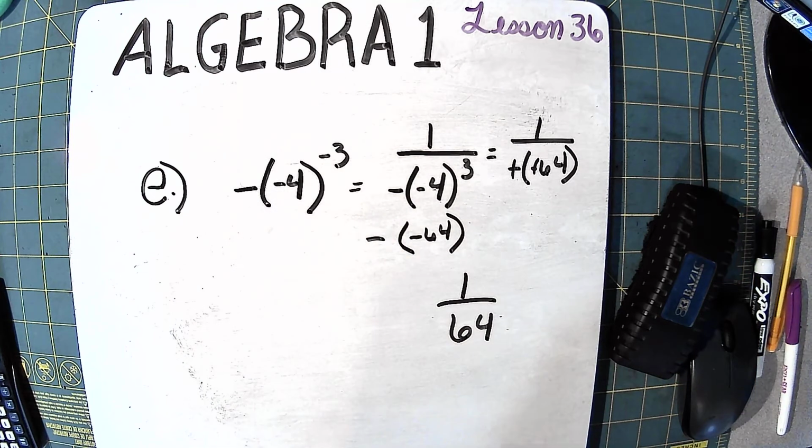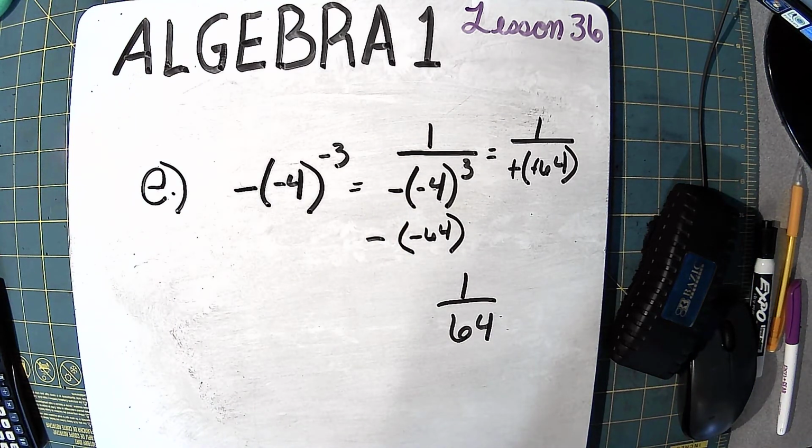Let me double check that. Just double checking my answer key. Want to make sure. That was E. Yep, 1 over 64. Okay.